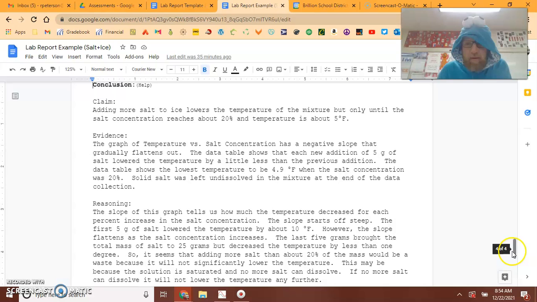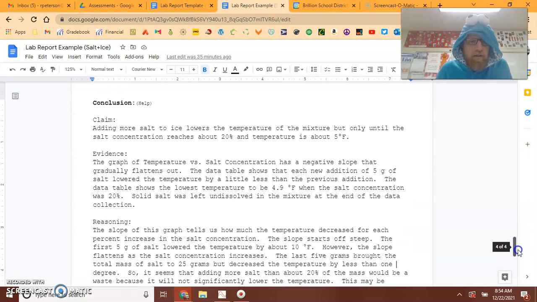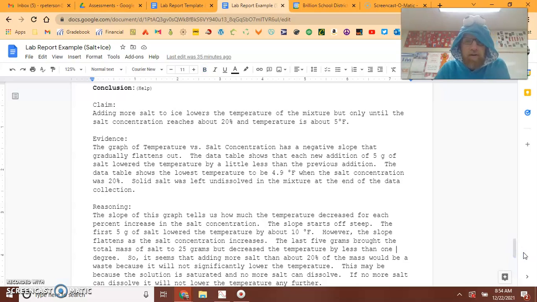So if we go way back up to the top here, our purpose was, what is the relationship between the amount of salt in the ice and the lowest temperature of the mixture? And we're going to answer that. Adding more salt to the ice lowers the temperature of the mixture, but only until the salt concentration reaches about 20% and the temperature is about 5 degrees Fahrenheit. So in one sentence, you just directly answer that question.